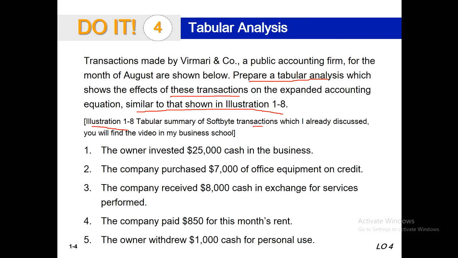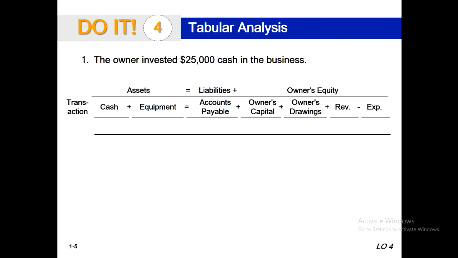You will find the video in my business school. So here we have 5 transactions. Number 1, the owner invested. Number 2, company purchased equipment. Number 3, this is the service revenue. Number 4, paid house rent. Number 5, withdrawal by owner for personal use.